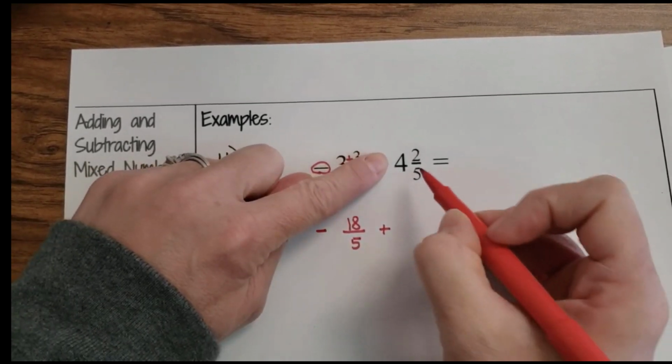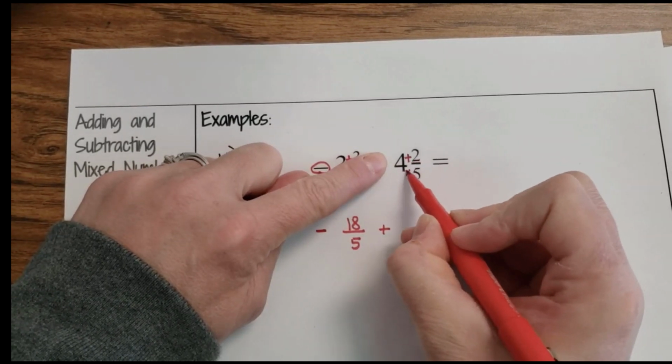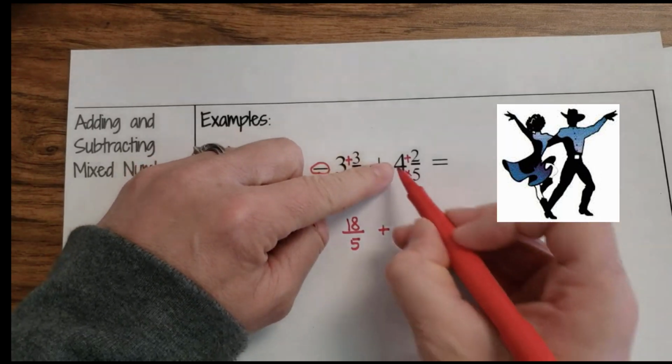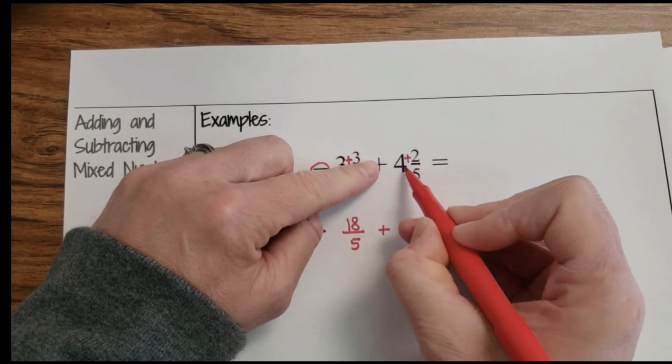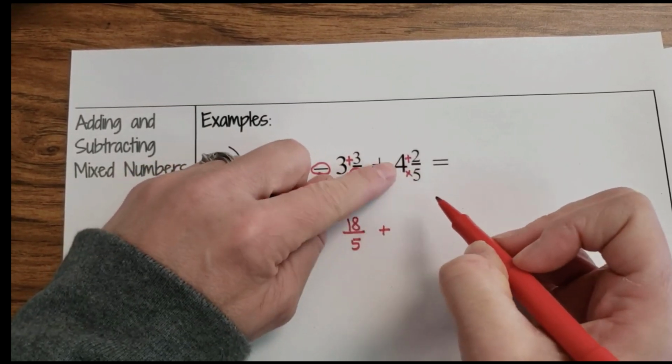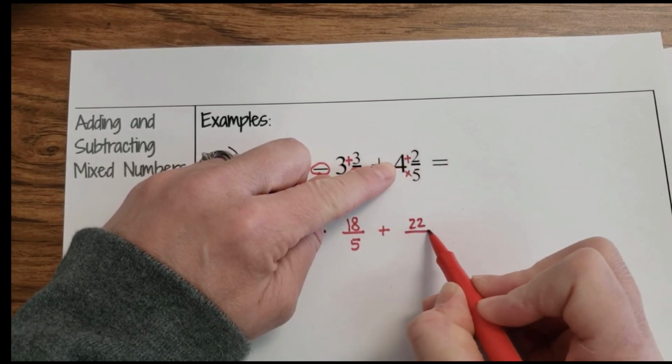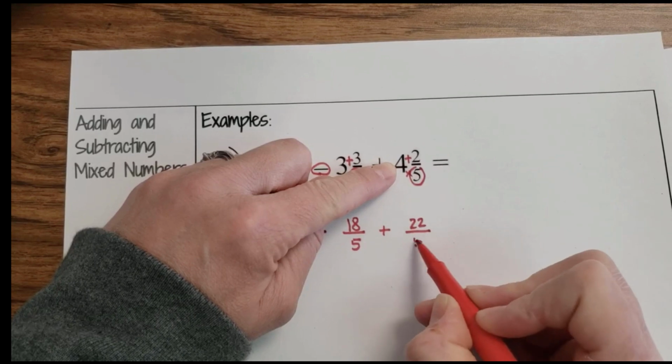We're going to do the same thing over here. Write down TX for Texas, doing the Texas. All right, Texas two-step here. The two numbers that are connected with multiply, we multiply first. 4 times 5 is 20, and then add the 2: 22. What size pieces? Fifths. So bring down the 5.